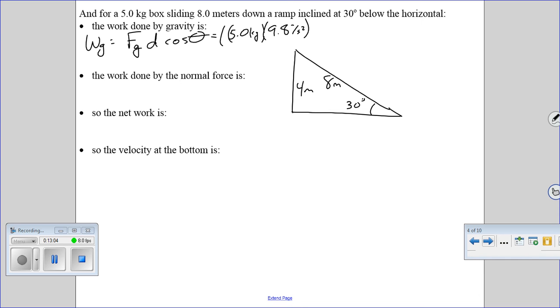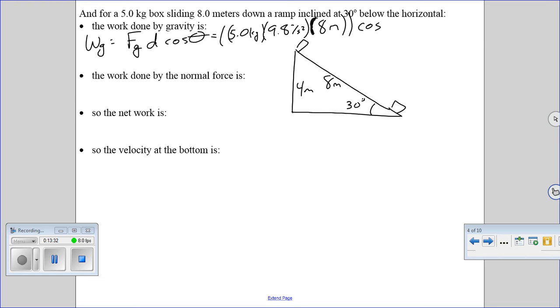Now, as it slides down the ramp, what's the displacement going to be? I heard both 8 and 4. The box is going to go down the ramp from here to here. So what's the displacement going to be? 8 meters, right? 8 meters. All right. And then times the cosine of theta. But be careful. Theta is not 30 degrees.